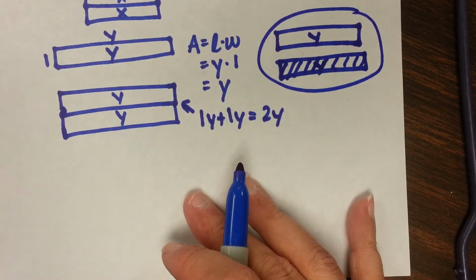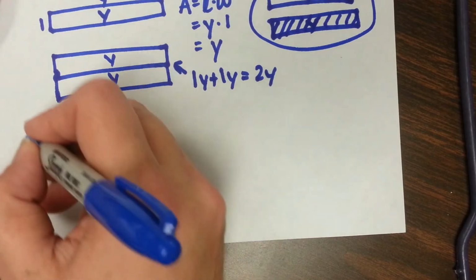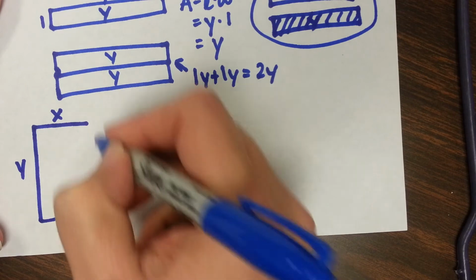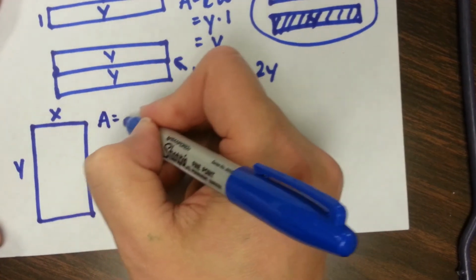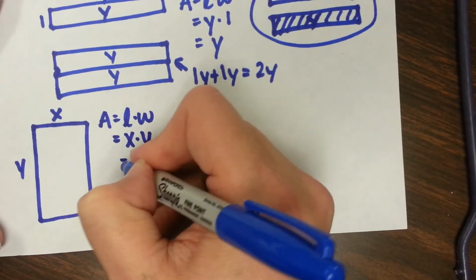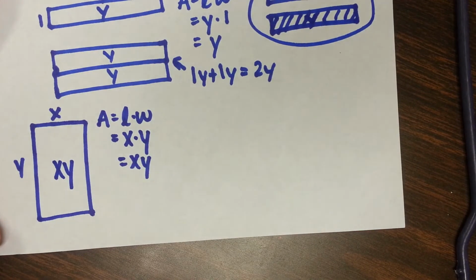There are some off-the-wall kinds of shapes. We could have an x length and a y width, and that would create something that looks like this. If we're following our area concept, x times y would give us an xy piece. So this type would be considered an xy.